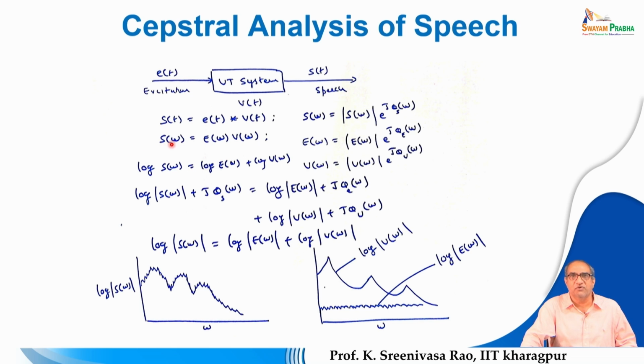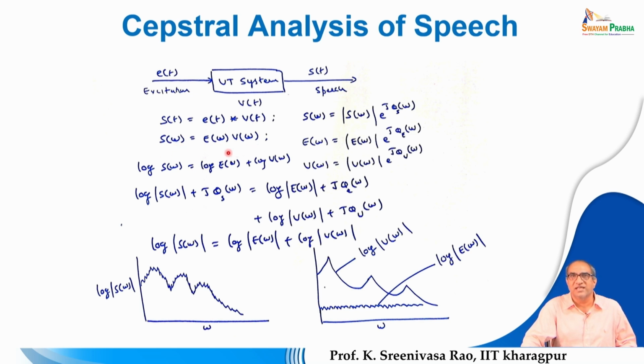Whatever S of omega you are observing, you get it by computing the Fourier transform on S of t. This S of omega is nothing but the product of the excitation signal spectrum and the spectrum of the vocal tract system, E of omega and V of omega. If you want to separate these two from the spectral domain, you cannot separate them directly, because the result S of omega is a product of the two.